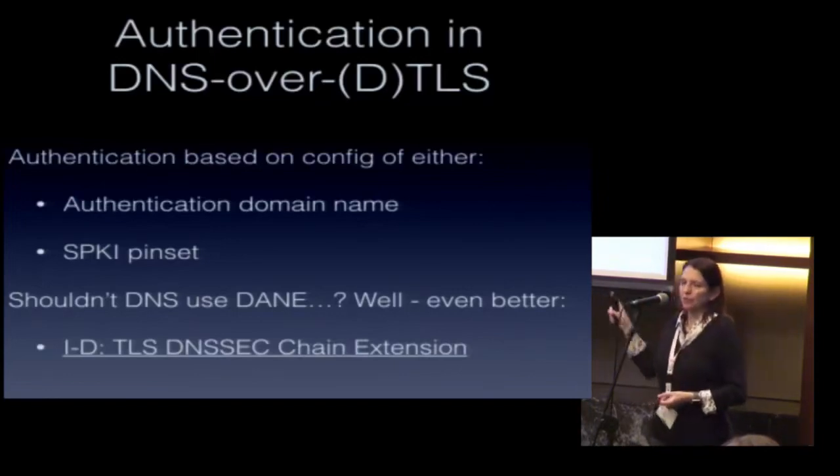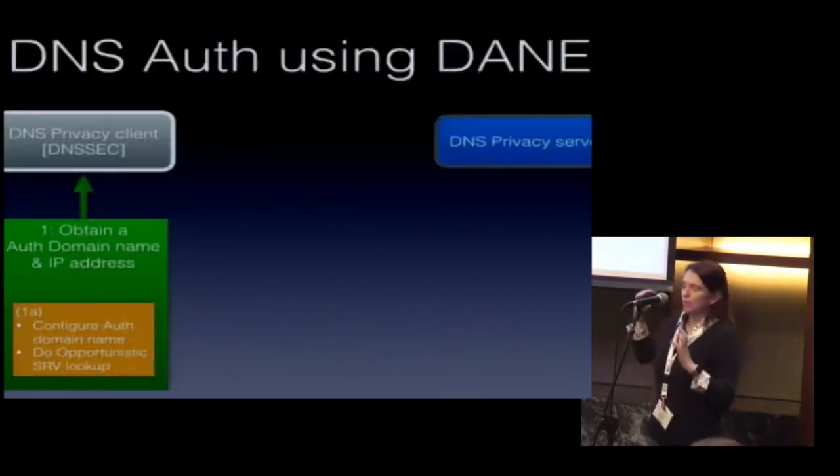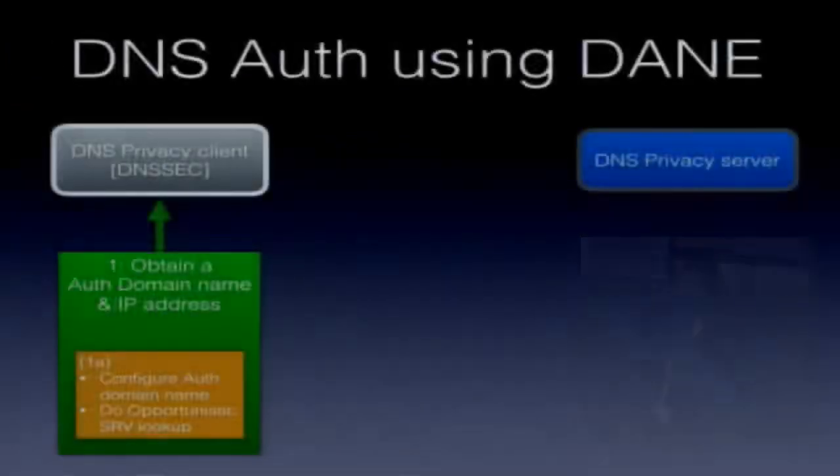But a really interesting idea came out of the work on this because you've got DNS servers involved in this interaction. So this is a very quick demonstration of how it would work using kind of classical DANE. So you start from a DNS client that has DNSSEC validating capabilities. You configure it with a domain name and an IP address, and one of the bootstrapping problems here is that it may need to do opportunistic, so not necessarily encrypted lookups to get that information to start with.